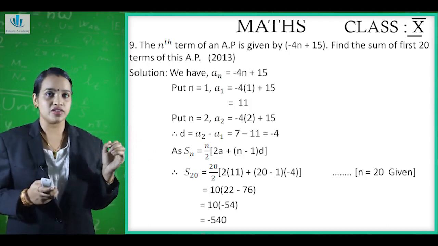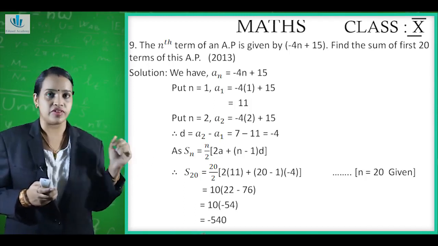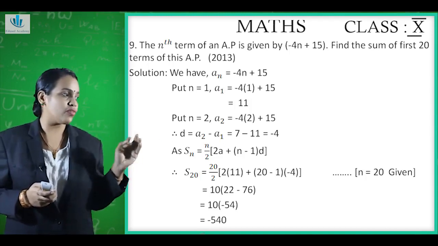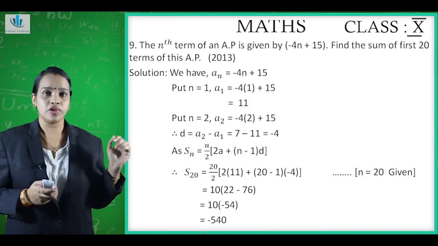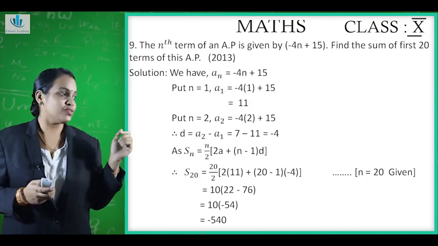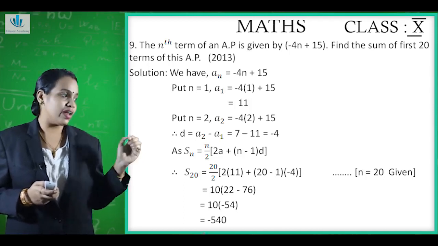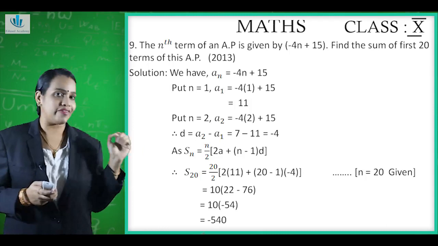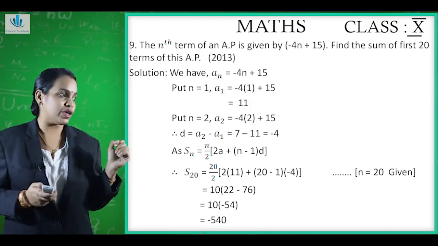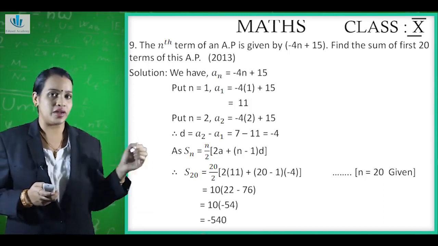We have an is equal to minus 4n plus 15. It is already given in the question. Now what we will do, we will put the value of n first as 1. So put n is equal to 1. So a1 is equal to minus 4 into 1 plus 15, which is equal to 11. When we solve it, we get 11. Now we will put the value of n is equal to 2. So a2 is equal to minus 4 into 2 plus 15.